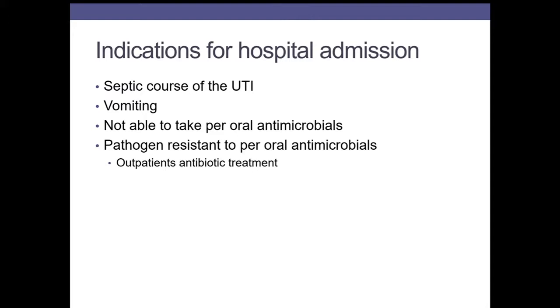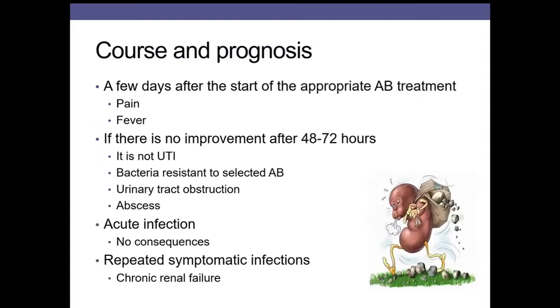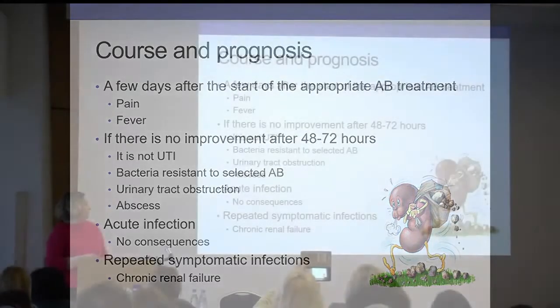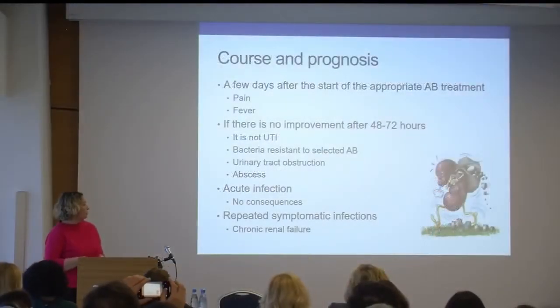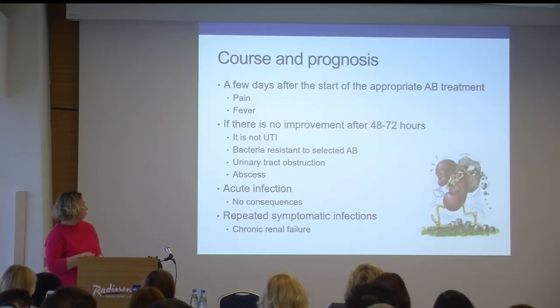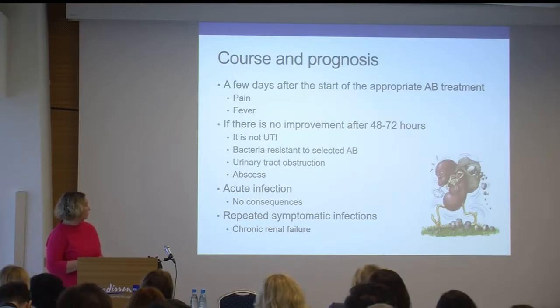You have to hospitalize the patient when you have a septic course of the disease, when patients are vomiting and not able to take peroral antimicrobials, and when you have a pathogen resistant to peroral antimicrobials, but then you can put the patients into OPAT, so antibiotics as outpatients. Patients are usually febrile for at least 48 to 72 hours, despite having the right antibiotic for the right pathogen. If those 72 hours have passed and it is not better, you have to think it's not the UTI, that the bacteria are resistant, or that you have a possible urinary tract obstruction or a kidney abscess.